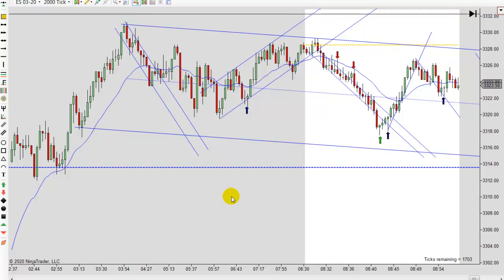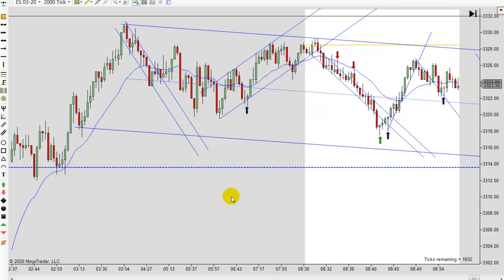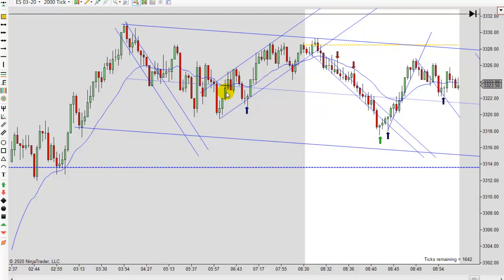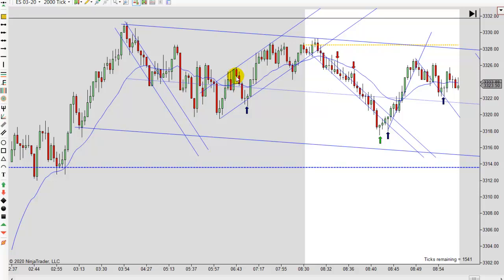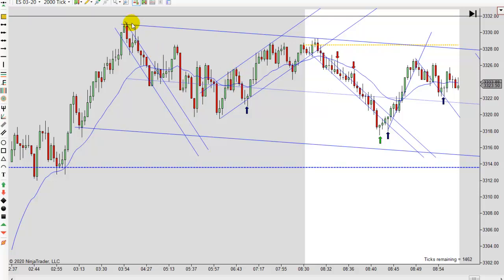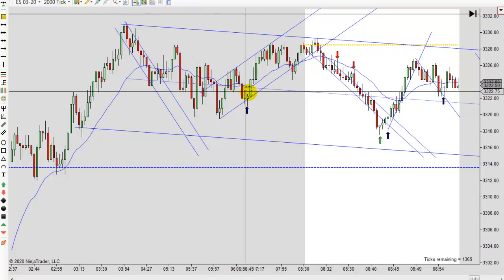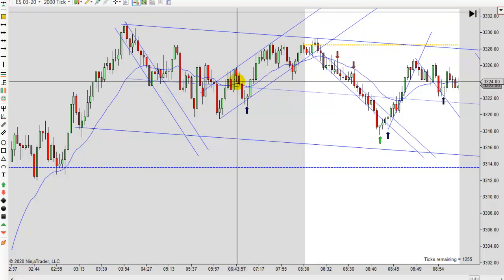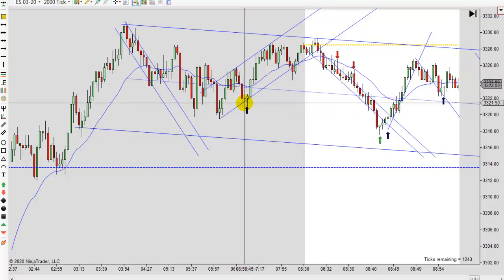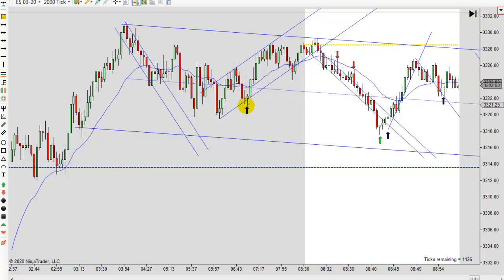But anyway, 7 o'clock came right in here. There's actually a second entry short here. I think that's just a tad before 7 o'clock. It's not a really good setup. This is not a very good signal bar. It's not a bad signal bar, but that's a little before 7. 7 came right here as the reversal's coming.